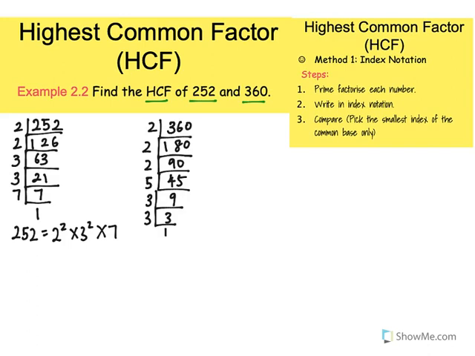So you have 360 equals 2 cubed times 3 squared times 5. So this is actually step 1 and step 2, right? What you see on top here, this part is step 1, this part is step 2. Now we're going to do step 3, which is the comparing.